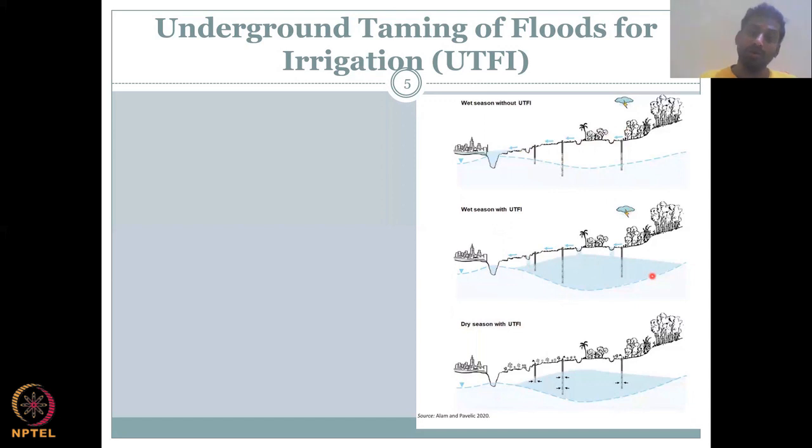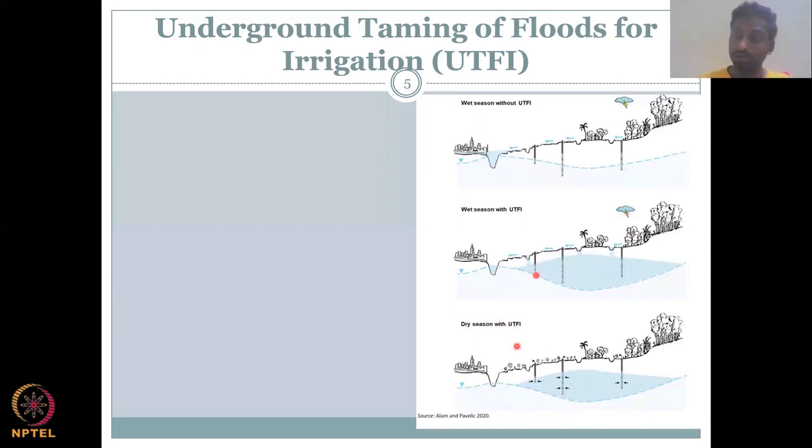Now, your flood volume is much attenuated in the streams and rivers before the city and also the rural villages. More importantly, your water can be used in the dry season, which is the next season. You could see that groundwater is being pumped and agricultural activities are happening. So this is with UTFI.